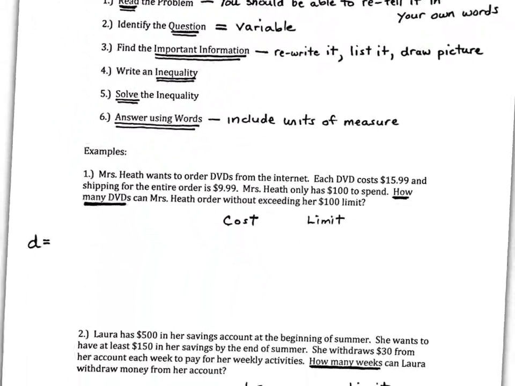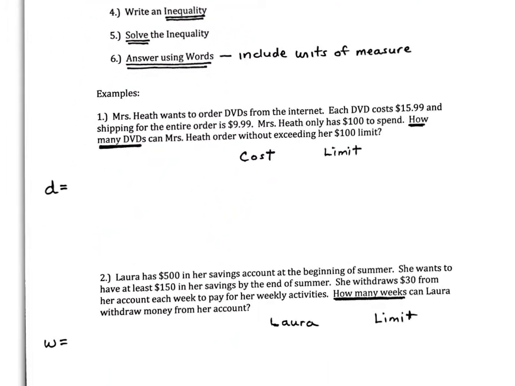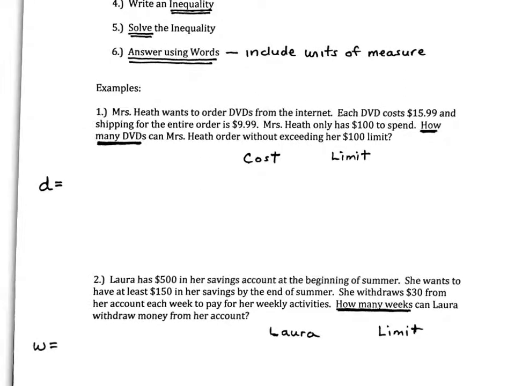Alright, let's go through some examples. Hopefully we can get through quite a few, and that'll help you. So here we go. Number 1. Mrs. Heath wants to order DVDs from the internet. Each DVD costs $15.99. That sounds important to me. And shipping for the entire order is $9.99. You only have to pay shipping once because it says it's for the entire order. You're going to pay $15.99 over and over depending on how many DVDs you buy. But the shipping is just once.